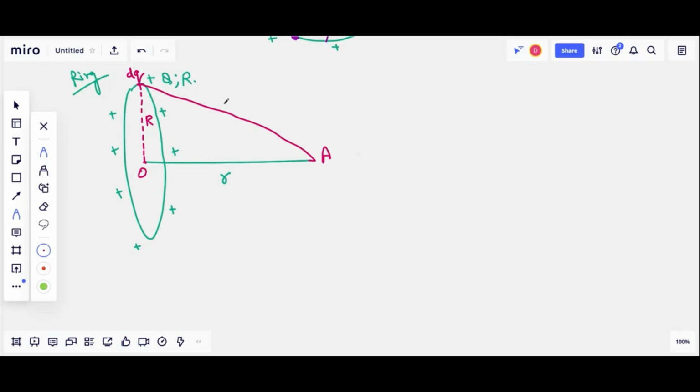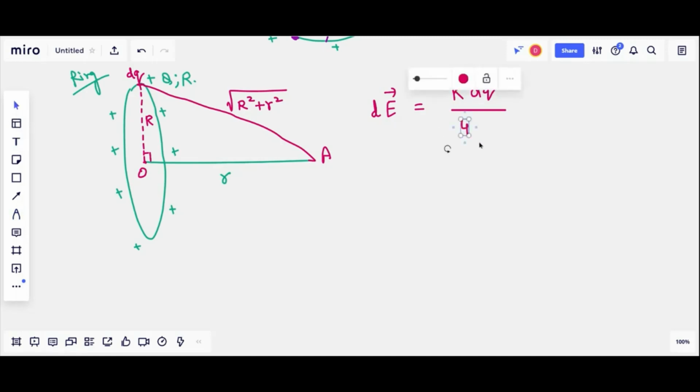This is a right angle triangle, so this length is going to be the square root of r square plus r square, because of the Pythagoras theorem. So if I find the electric field, represented by dE, due to the charge dq, which is now considered a point charge, it will be k dq over r square. Here the distance is the square root of r square plus r square, so the square root goes off when squared.